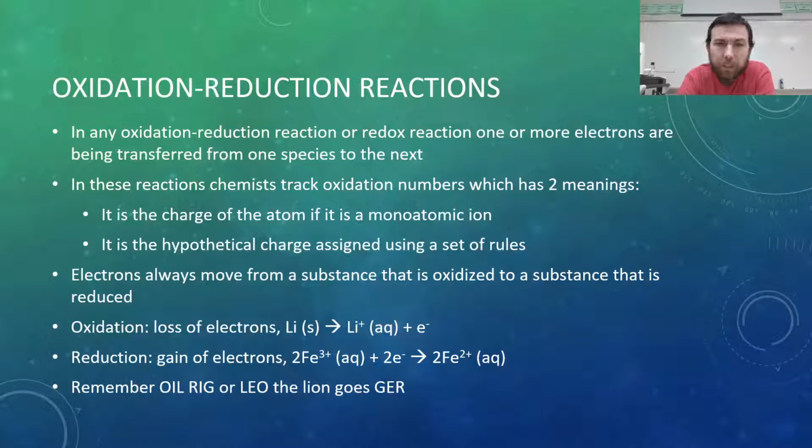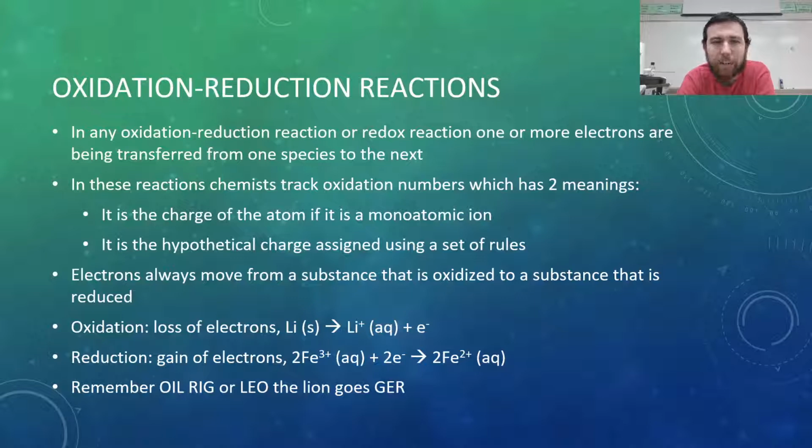And then you have reduction, where something that's being reduced simply gains electrons throughout a chemical process. If you're following along with the example, you've got the two iron 3+ ions and those 2 electrons serving as a reactant. Each of the iron 3+ ions gains 1 of those electrons, and they get converted into 2 iron 2+ ions. And so in that particular process, the iron 3+ was reduced.